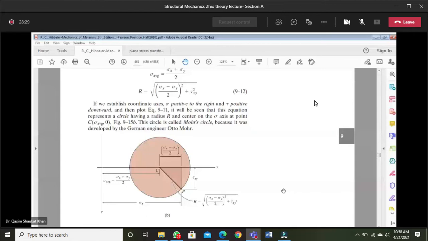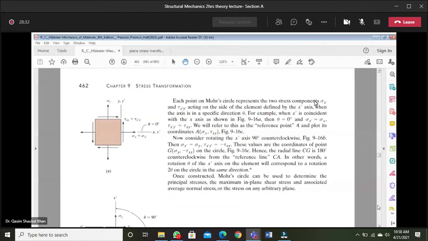Case one: this is my x-axis, this is the y-axis, so this is sigma x, this is sigma y, this is my tau xy. Now case one is that our element is oriented such that the x dash axis is at an angle theta equal to 0 degrees with reference to the x axis. So our x dash axis is coincident with the x axis, and similarly the y axis is the same as the y dash axis.